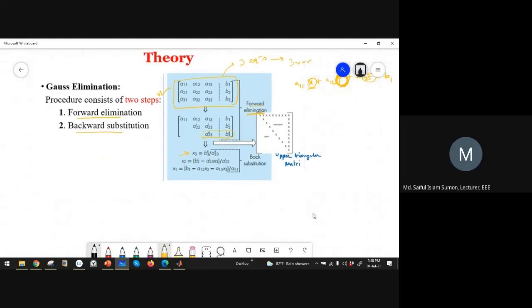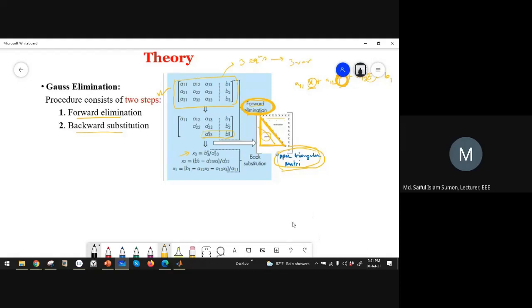My ultimate target is to get one upper triangular matrix by the forward elimination method. That means all these elements will be non-zero, and these elements will be zero. I am going to show this, no problem.